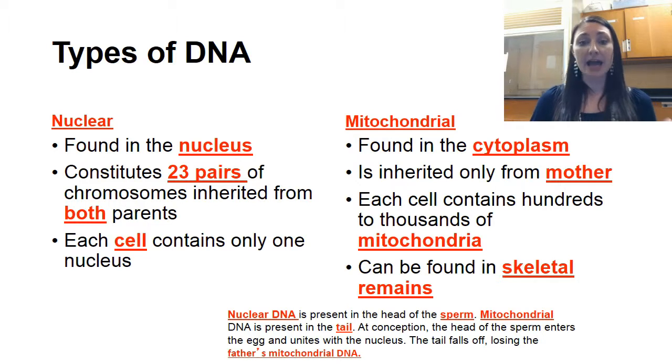mitochondrial DNA to test. The reason that you don't get any mitochondria from your father is because in a sperm cell, you have nuclear DNA present in the head of the sperm, and mitochondrial DNA is present in the tail. Because the tail is involved in locomotion, you're going to need energy and energy conversion for the tail. When the head of the sperm enters the egg, the tail falls off, and therefore the mitochondria does not enter the egg cell. So all those mitochondria you can thank your mom for.